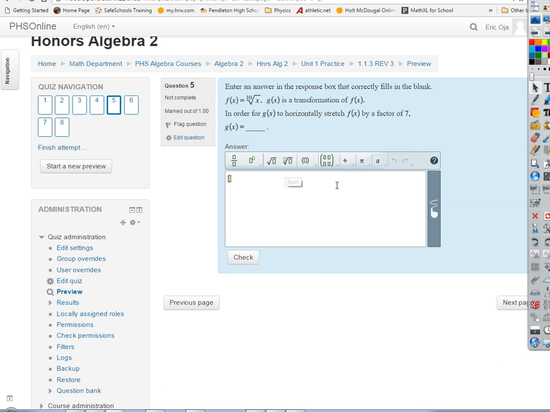The 10th root of x is our function. We're going to horizontally stretch by a factor of 7, and so that means we're going to multiply. That's all we're doing is horizontally stretching. There's no horizontal translation, so we're just going to multiply x by the reciprocal of 7. So we've got the 10th root of 1/7 x.